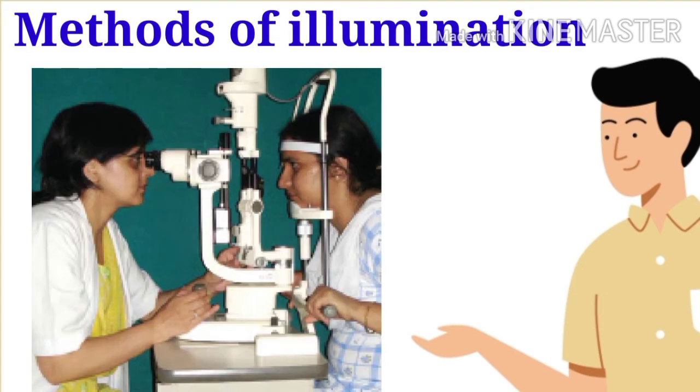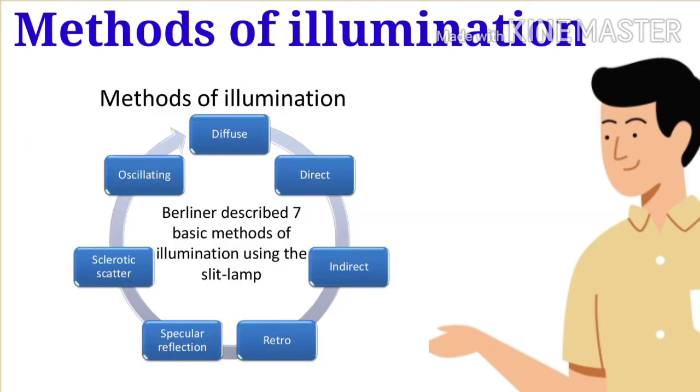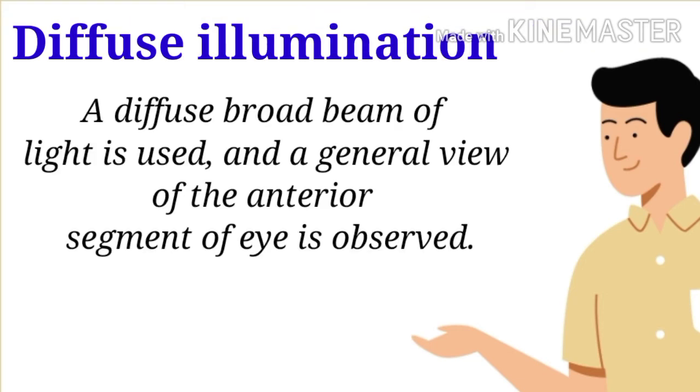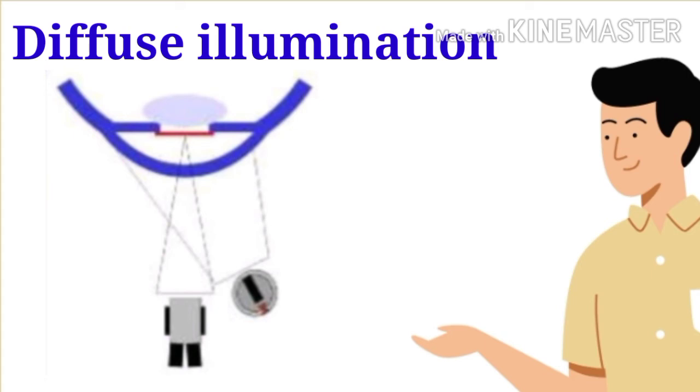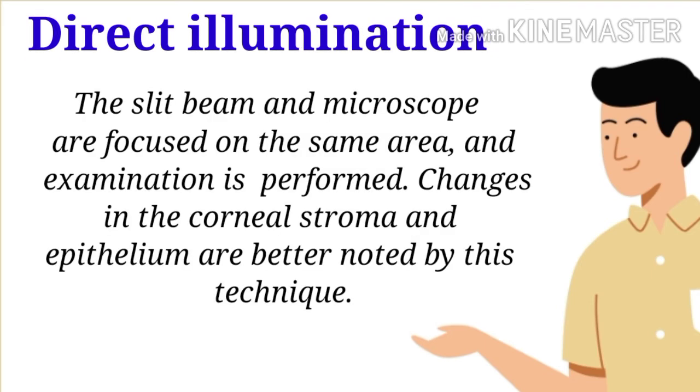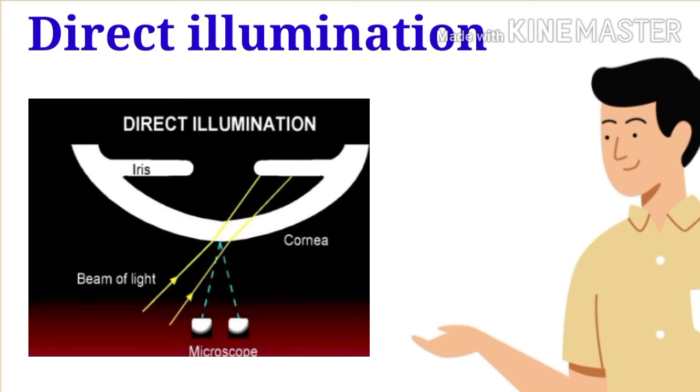Now friends, we are seeing the methods of illumination. There are 7 basic methods of illumination using the slit lamp, as we are describing. First method is diffuse illumination. A broad beam of light is used and a general view of the anterior segment of the eye is observed. Second, direct illumination. The slit beam and microscope are focused on the same area and examination is performed. Changes in the corneal stroma and epithelium are better seen by this technique.